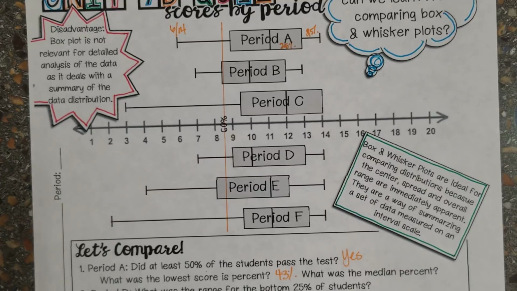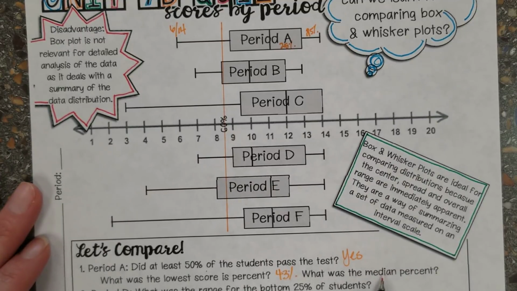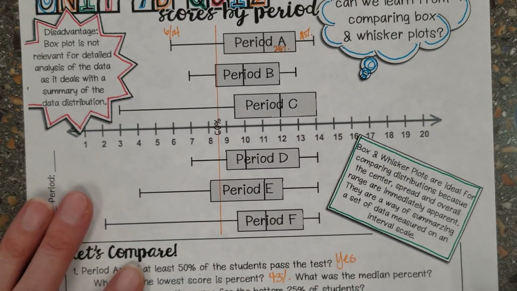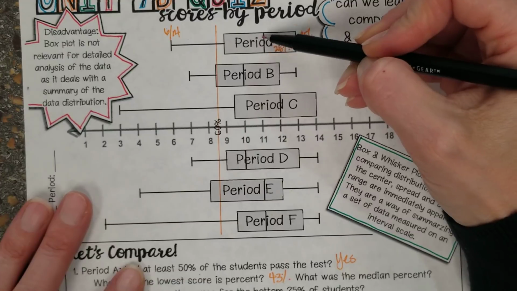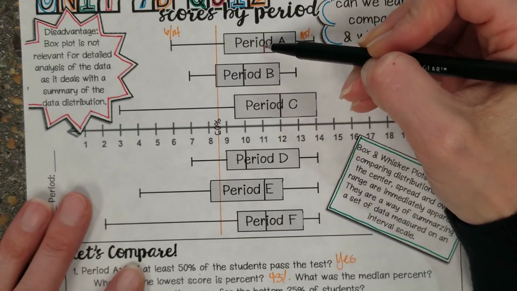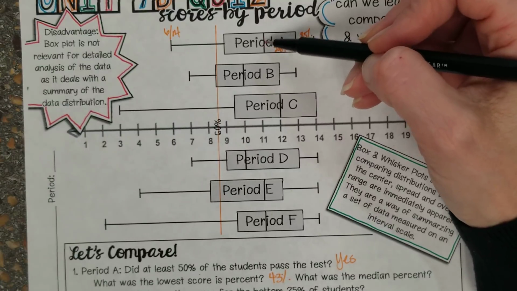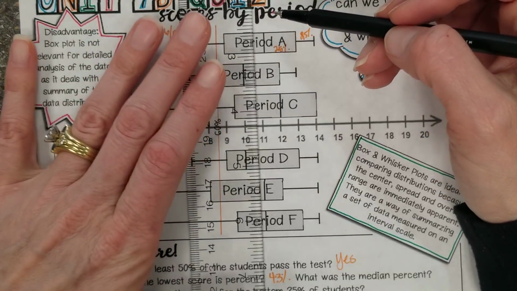Okay. Now the next part of the question says, what was the median percent? So in order to find the median percent, I have to figure out what the median score was. The median is this line that cuts the box, I was going to say in half, but it never cuts it in half. Well, rarely cuts it in half. So I just need to figure out what that line is, or what that value is.